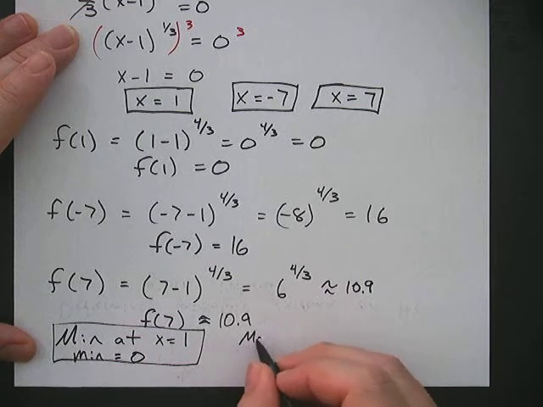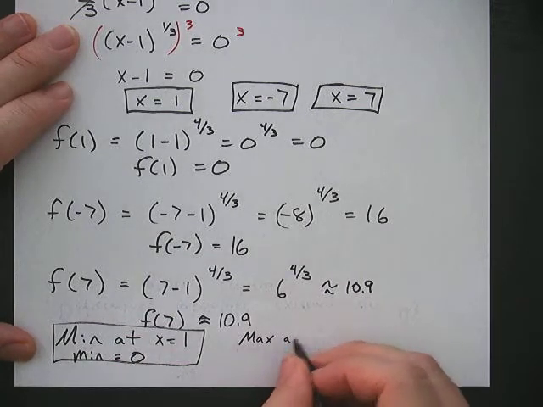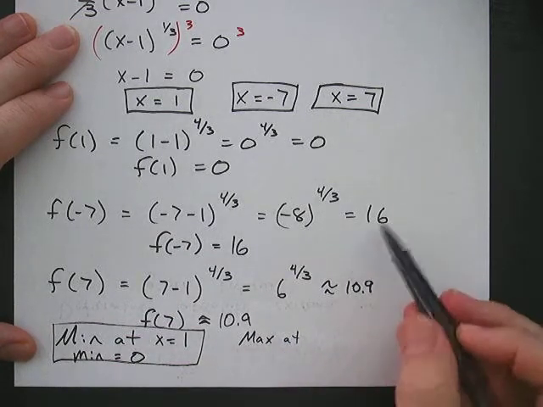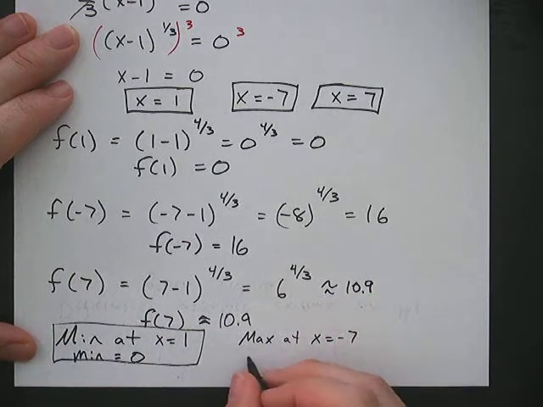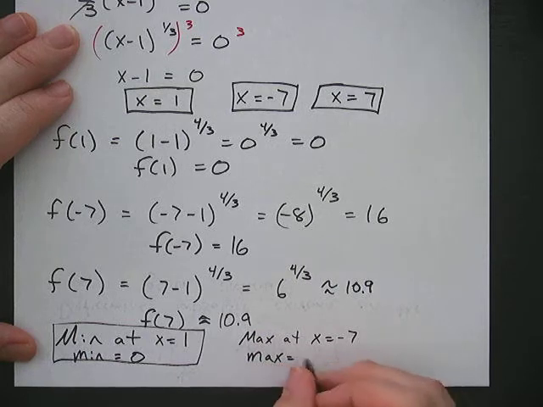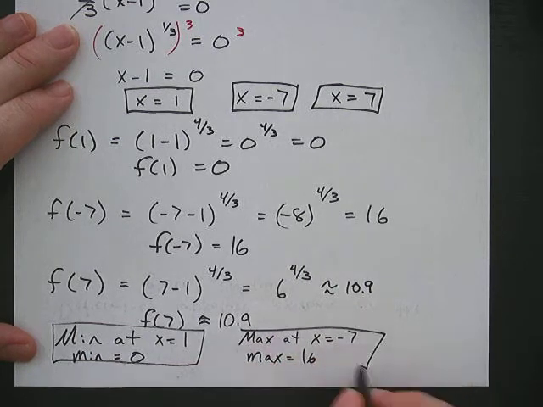The max, short for maximum, happened at, well, which one of these? Looks like this one. Happened at negative 7, so x equals negative 7. And the max is equal to 16. That's our second answer.